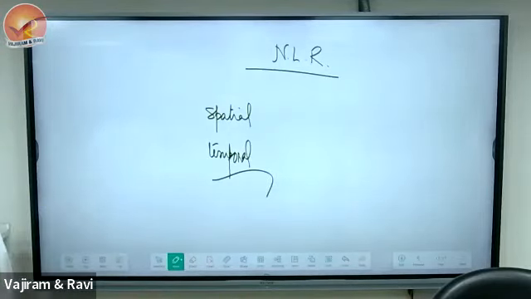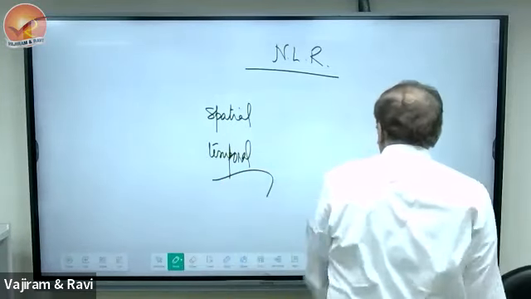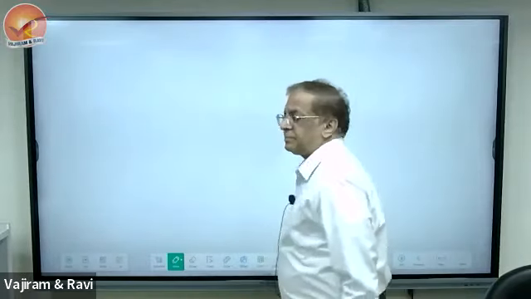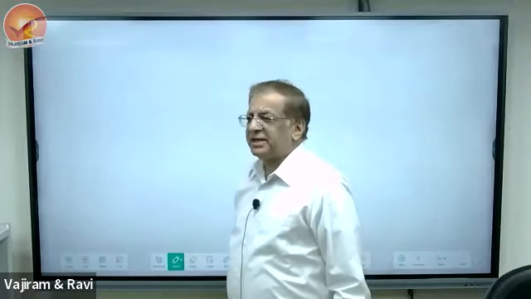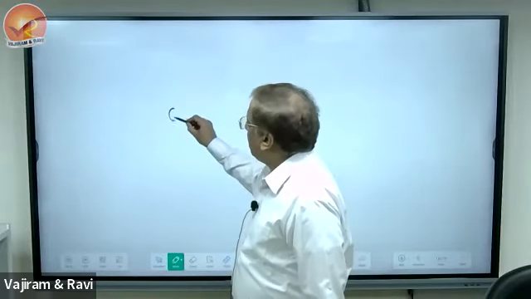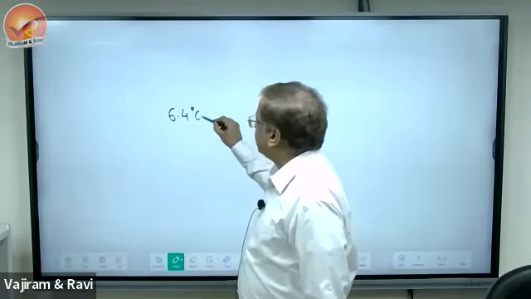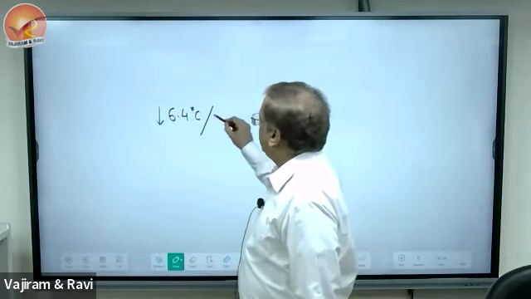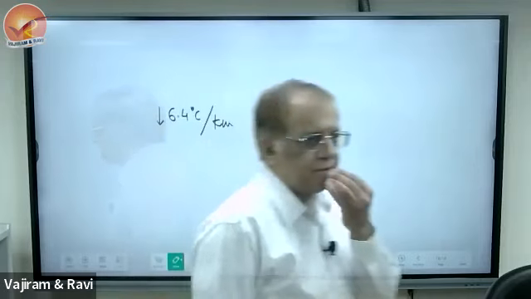And it is generally estimated to be a decline of about, yes please, how much? About 6.4 or 6.5 degrees centigrade per kilometer rise in the atmosphere. Okay.